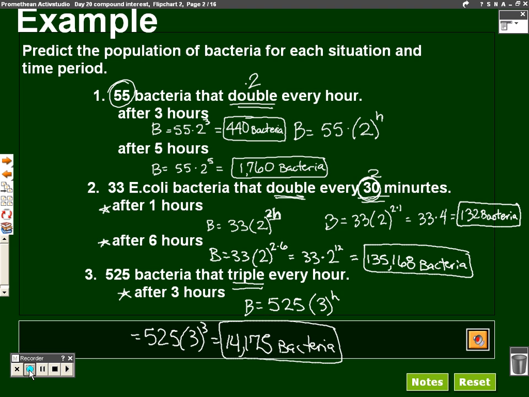All right, so you should have gotten 132 bacteria, 135,168 bacteria, and 14,175 bacteria. That's a lot of bacteria. But I want to talk about this real quick after 6 hours, because every 30 minutes it's doubling, and there are 6 doubling periods. Really, there are 12 doubling periods. So there, it doubles 12 times.